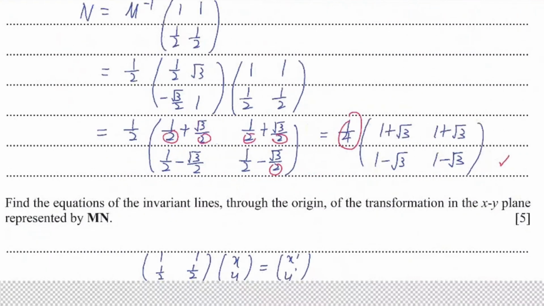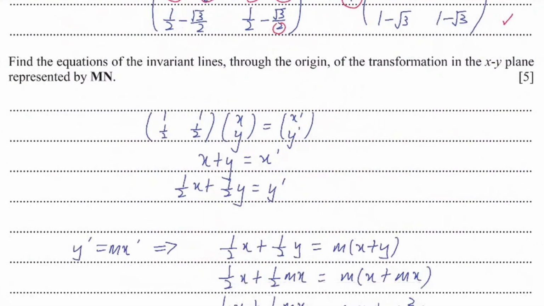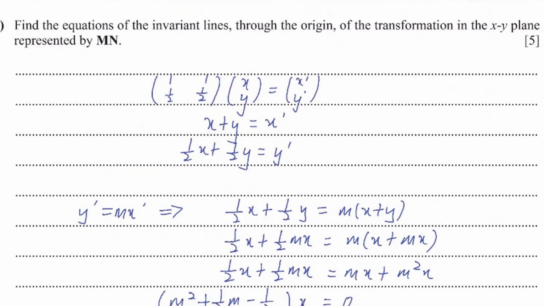Okay, so the next part of the question is asking about the invariant lines. The invariant lines are through the origin, for the transformation in the xy plane represented by MN. So we are using the matrix MN here to multiply by the point (x, y) that we are trying to transform. It should give us the image, which is x prime, y prime there.